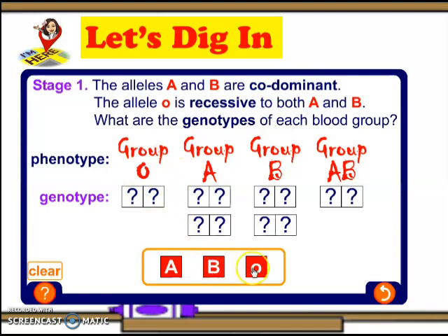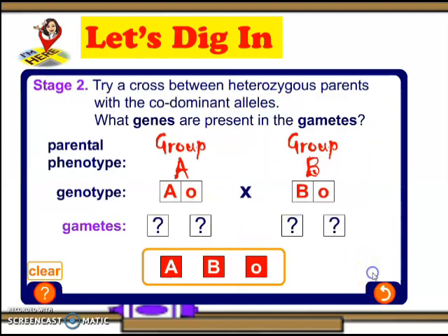So for Group O, we have O, O. For Group A, we have A, O, and A, A. For Group B, we have B, O, and B, B. And for Group AB, we have A and B.